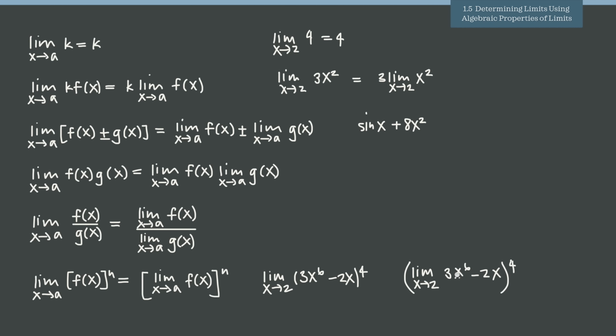You can also think about this in words, right? This formula here for the sum or difference, you could say the limit of the sum is equal to the sum of the limits, or the limit of the difference is equal to the difference of the limits. Here for the product formula, we would say the limit of the product is equal to the product of the limits, or the limit of the quotient is equal to the quotient of the limits. That same kind of thing holds for all of these rules. So that's a good way to remember them.